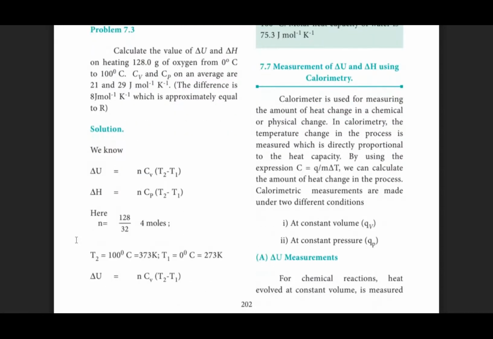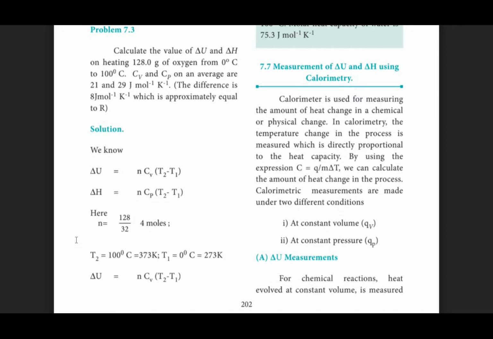So, coming to the solution, we know the formula delta U is equal to nCv (T2 minus T1) and delta H is equal to nCp (T2 minus T1). Hence, n is equal to 128 by 32, which is equal to 4 moles. This 128 and 32 is taken from the oxygen given here. On heating oxygen, it is given as oxygen.